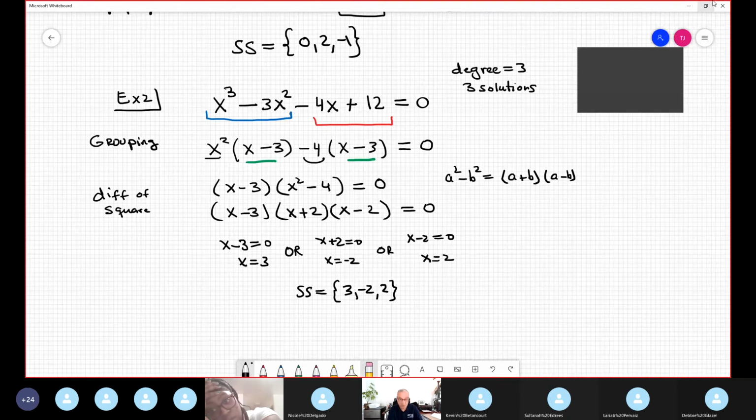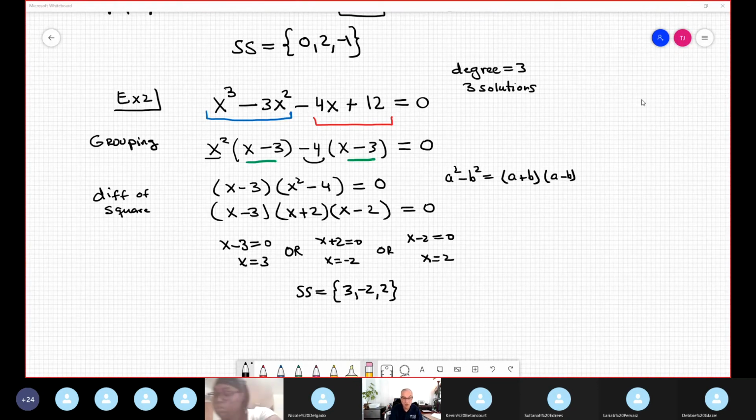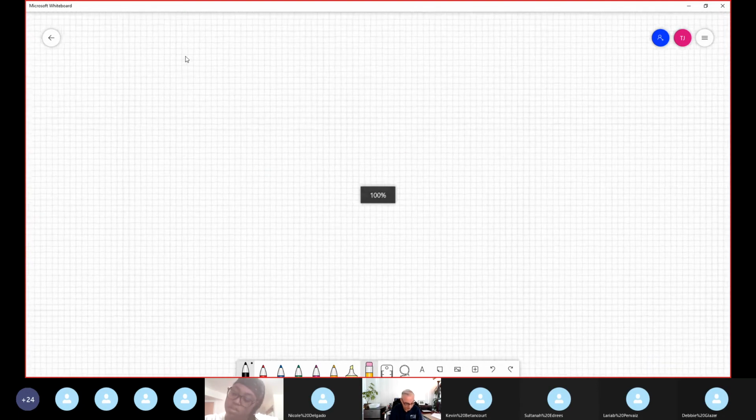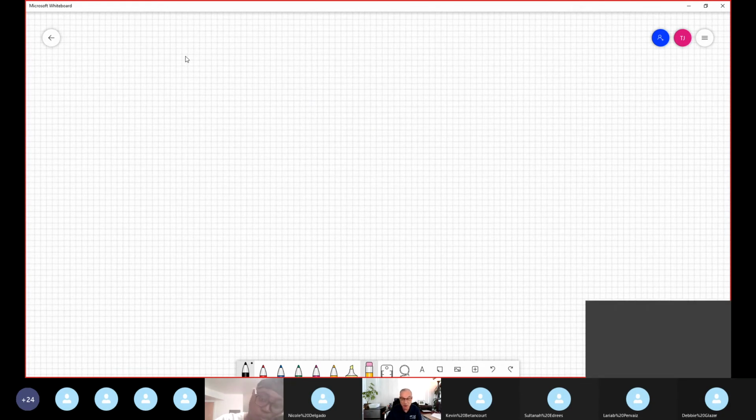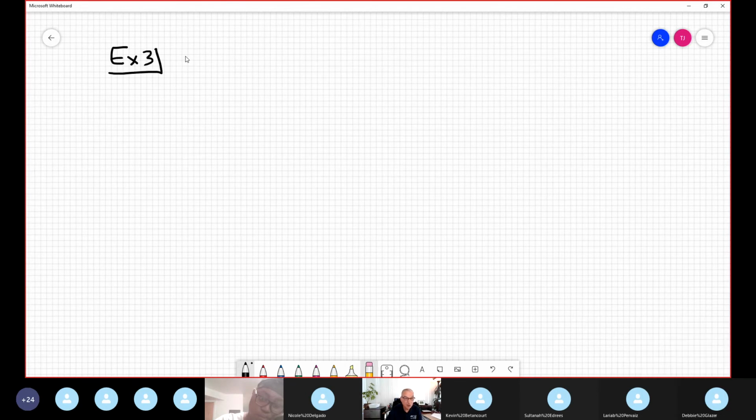Okay, one more example. Let me erase the board. Well, we have another weird example. Example 3, a polynomial equation: x cubed minus 8 equal to 0. This is weird. This is a polynomial, yes or no? How many solutions do we expect when we finish? 3 solutions.